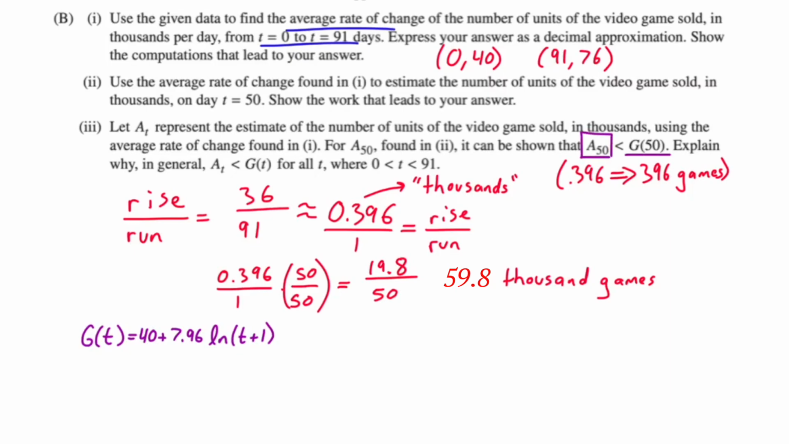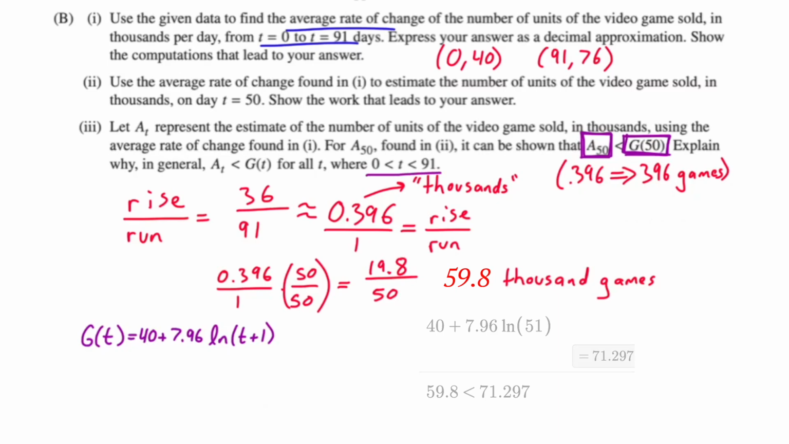In other words, if you find the value using the average rate of change, you're going to get a smaller outcome than if you use the actual model. The model is giving us a higher value. You don't actually need to figure out what that value is. You can take their word for it, but if you want, you could plug 50 into our function and see what you get out. So the actual question is saying explain why in general the average rate of change value is going to be less than the model value for all t between 0 and 91.